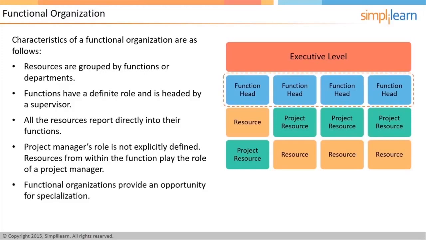However, functional organizations provide an opportunity for specialization. For example, if a purchase executive was reporting into the purchase department, that executive would have exposure to all the purchasing that happens within the organization and has a well-defined career path. In functional organizations, project management happens at the functional head level. Next, let us look at the projectized organization in the next screen.